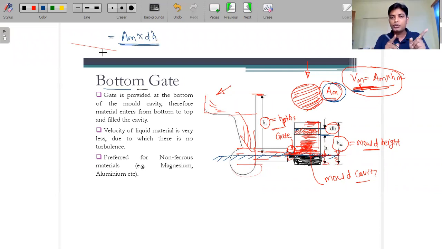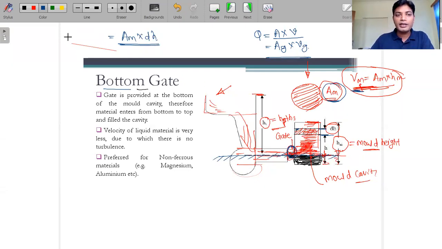So that will be equal to the volume flow rate from this gate. What is the volume flow rate? Volume flow rate will be Q, and Q will be equal to area into velocity. This is the gate, so with the subscript g, that is the area of the gate into the velocity of the gate. So the volume flow rate is A_g into V_g. But how much time will be required to fill this height? That is dt.